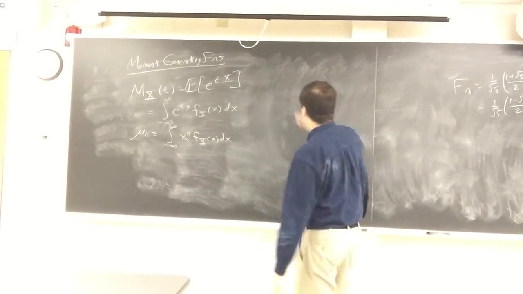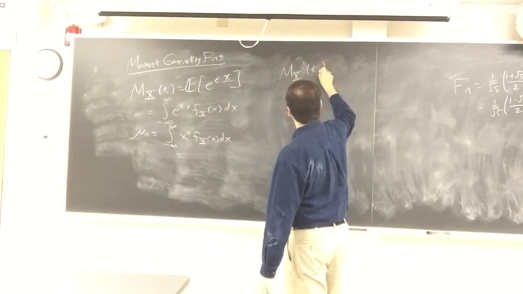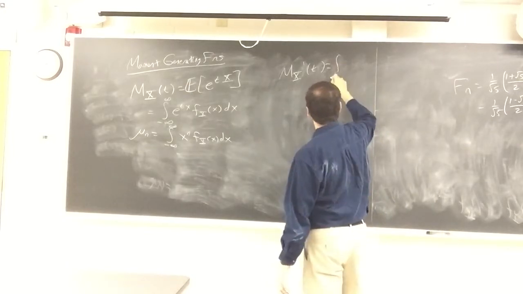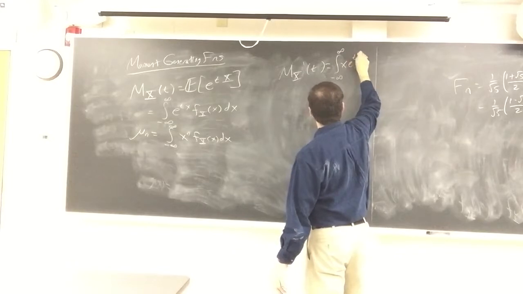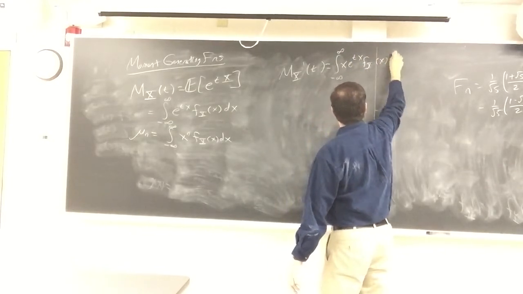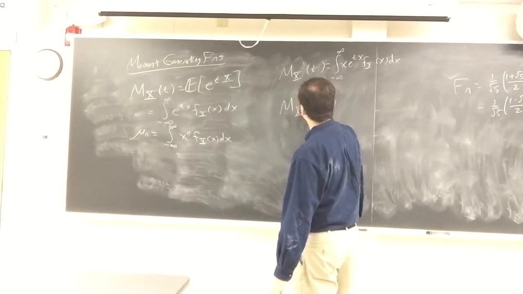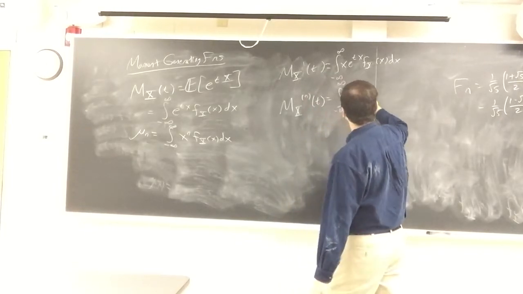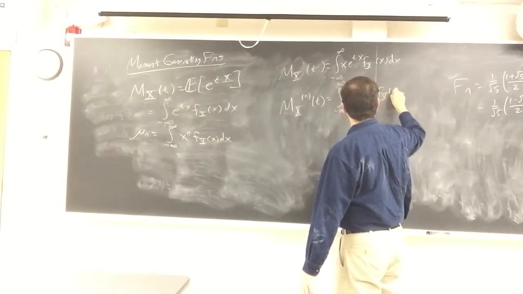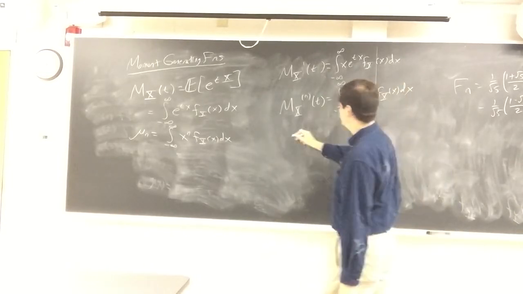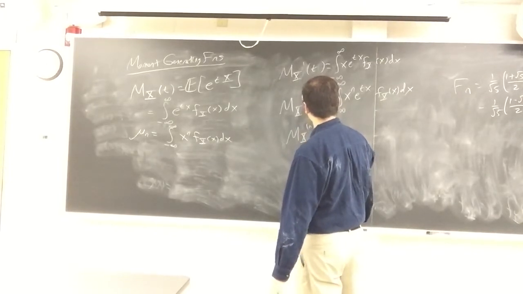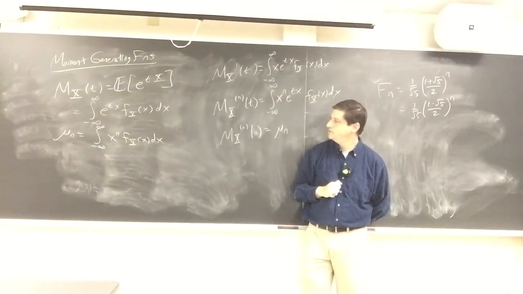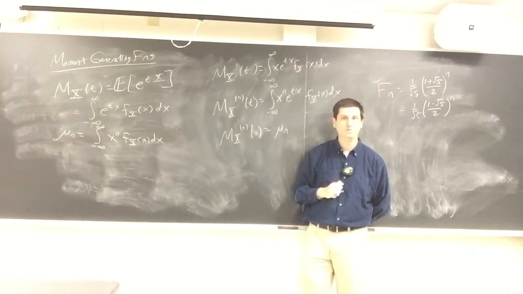So if I take the derivative of this with respect to t, and I assume I can pass the differentiation inside the integration, then when I have e^(tx), I'll just get the integral from minus infinity to infinity of x e^(tx) times my density. And more generally, if I take n derivatives, I'll get the integral of x^n e^(tx) f_X(x) dx. And so then if I set t equal to 0, I get the nth moment. So in some sense, the Taylor series of the moment generating function should be the moments.